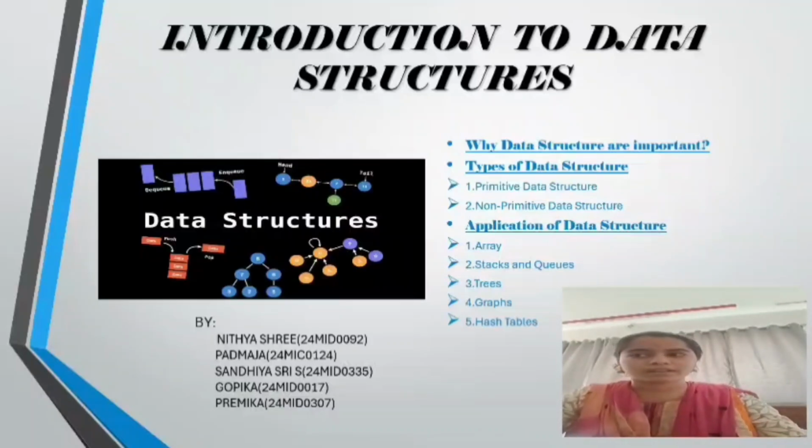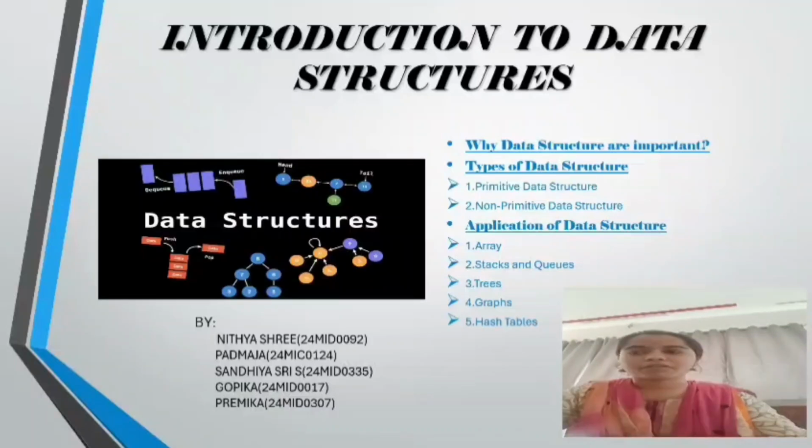Coming to non-linear data structures, examples are tree and graph. Tree is a hierarchical structure, for example, binary tree, binary search tree. Graph consists of nodes, that is vertices, connected by edges, used for representing networks.